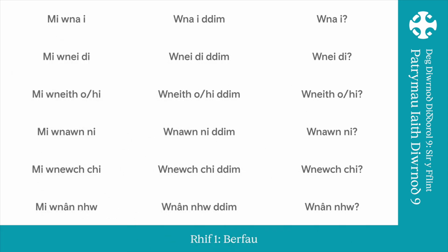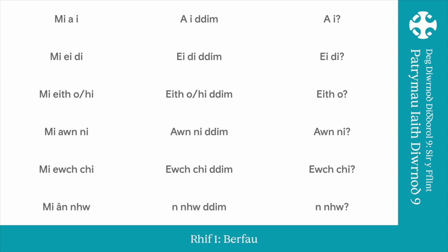Gwneud. Dyfodol. Short form. Mi wna i, mi wnei di, mi wneith o, mi wneith hi, mi wnawn ni, mi wnewch chi, mi wnân nhw. Wna i ddim, wnei di ddim, wneith o ddim, wneith hi ddim, wnawn ni ddim, wnewch chi ddim, wnân nhw ddim. Wna i, wnei di, wneith o, wneith hi, wnawn ni, wnewch chi, wnân nhw.